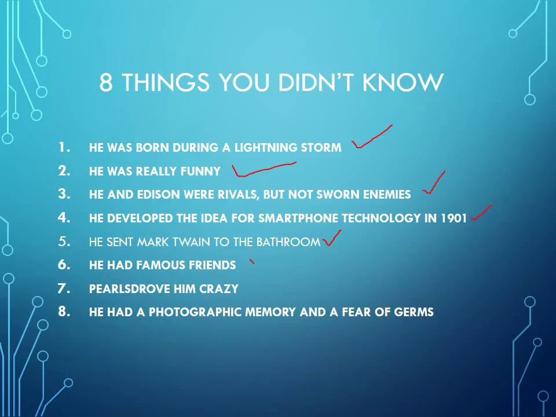He had very famous friends, especially for a scientist. Pearls drove him crazy. Sorry about that little typo there. There should be a space right there. So even if his secretary, for example, wore pearls to work, he'd send her home for the day. No one really knows why, but anyone wearing pearls would just absolutely drive him crazy. He didn't like it. And then finally, he had a photographic memory and a fear of germs. Maybe that makes sense with his scientific persona, but there you go. There are 8 things about Tesla you may not have known.